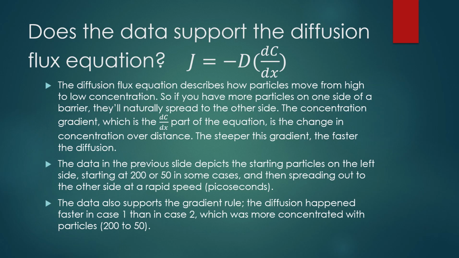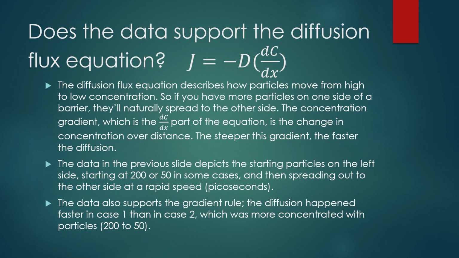Does the data support the diffusion flux equation? So now we're going to analyze the data in the table and explain how it supports the diffusion flux equation, which is diffusion flux J equals negative diffusion coefficient D times the concentration gradient dC over dx. The diffusion flux equation describes how particles move from high to low concentration. So this means if you have more particles on the one side of a barrier, they'll naturally spread to the other side.